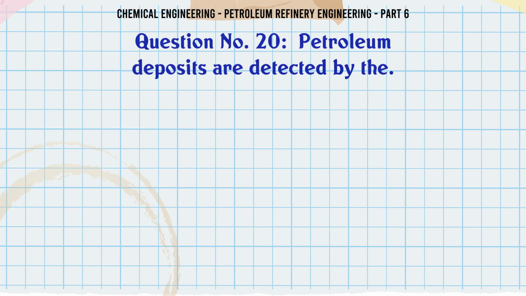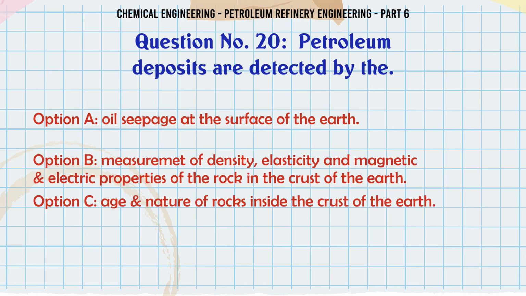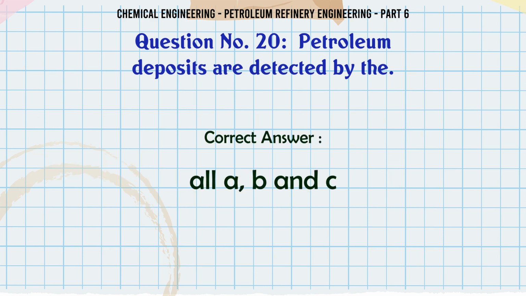Petroleum deposits are detected by the A. Oil seepage at the surface of the earth. B. Measurement of density, elasticity and magnetic electric properties of the rock in the crust of the earth. C. Age, nature of rocks inside the crust of the earth. D. All A, B and C. The correct answer is all A, B and C.